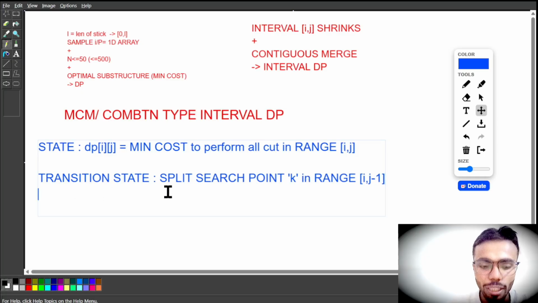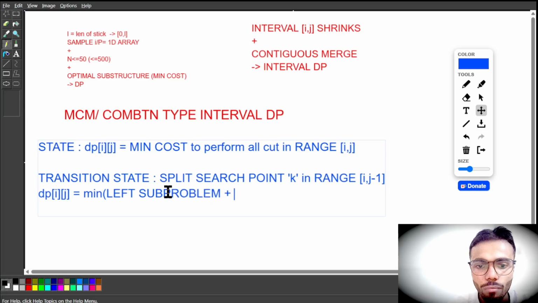Let's write it out. Okay, what could the state be? We iterate over all the split points k, and we take the minimum of all, because I look for the minimum. So it is the left subproblem, yes, then the right subproblem, yes.